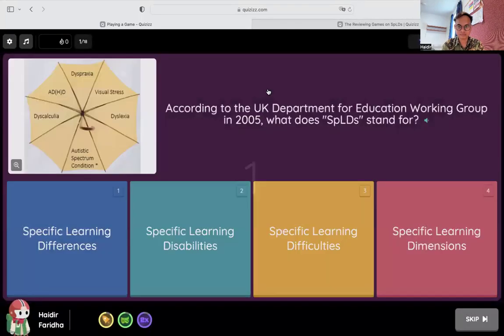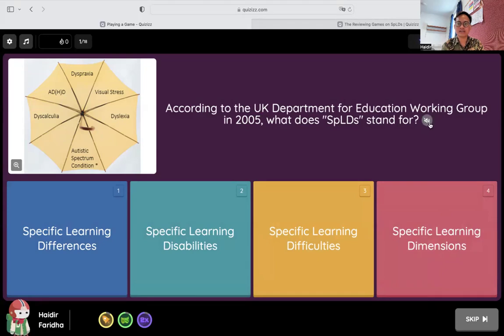Question with image. According to the UK Department for Education Working Group in 2005, what does SPLD stand for? Option 1, specific learning differences. Option 2, specific learning disabilities. Option 3, specific learning difficulties. Option 4, specific learning dimensions.